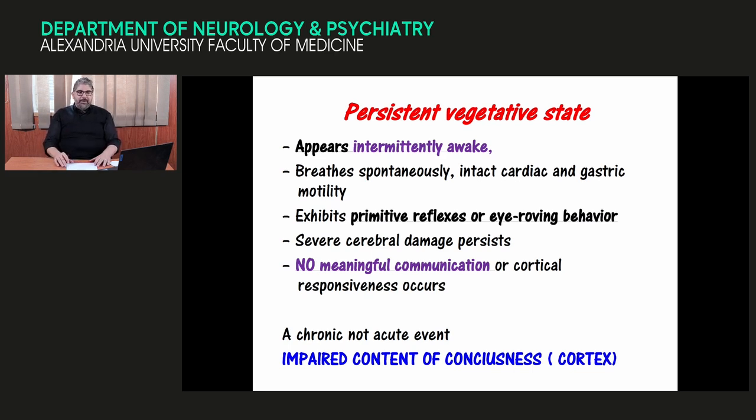So the patient here appears intermittently awake with normal spontaneous breathing, with normal spontaneous autonomic functions like cardiac motility, like gastric motility. All these parts are intact. The patient has primitive reflexes with severe cerebral damage. And this damage is persistent, causing no meaningful communication or cortical responsiveness whatsoever.